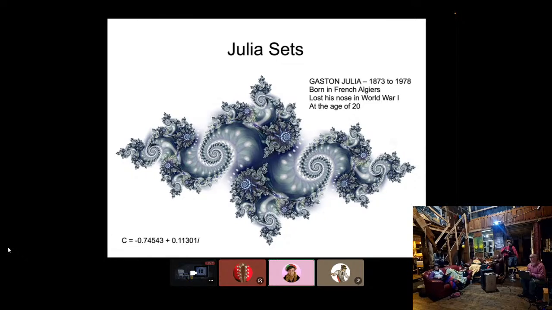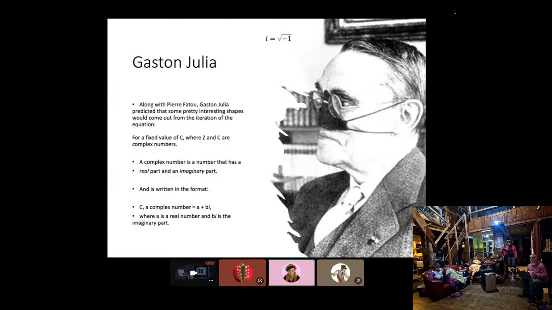One of the problems at the time, obviously, is he was doing that on paper, which would have taken a long time. He didn't actually draw that. But he was describing these things called Julia sets, which we'll see in a bit. This Julia set has these coordinates, minus 0.75 and so on, which we'll have a look at in a minute. So let's find out more about Gaston Julia.